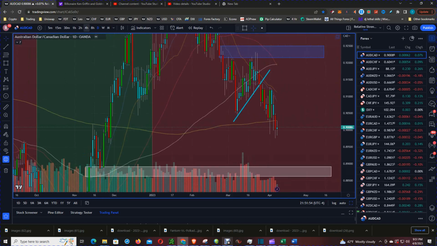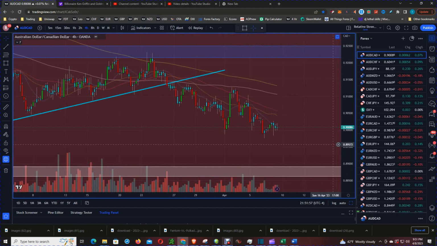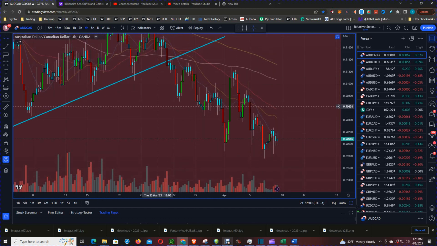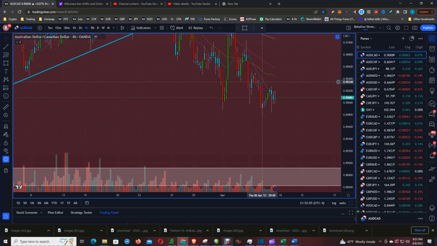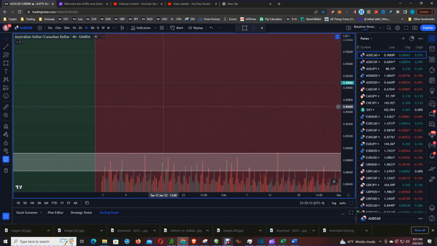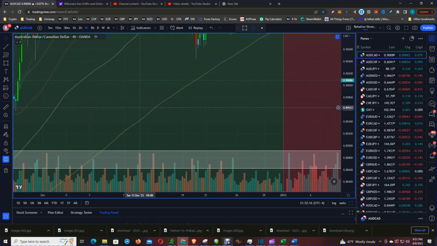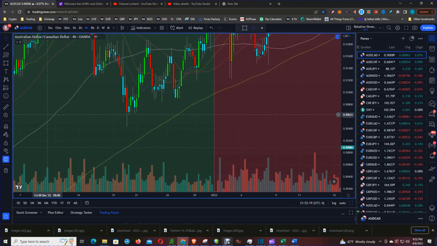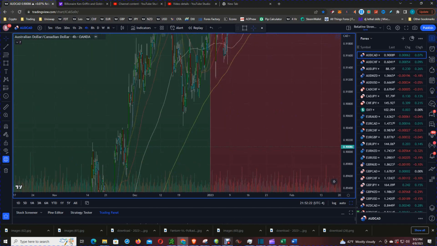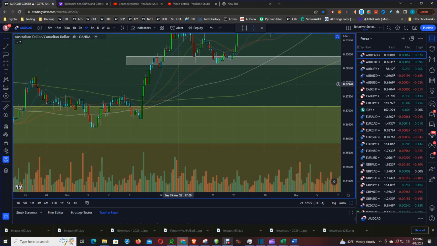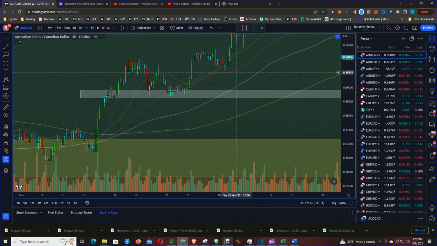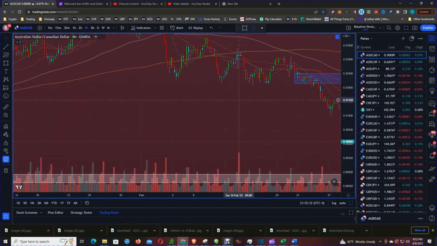Let me go down to the 4-hour chart. See if we see anything of interest. No, I don't see anything. Let's see. Where was that area I said price had to pause at? Right down here, okay. Don't see any setups at the moment.